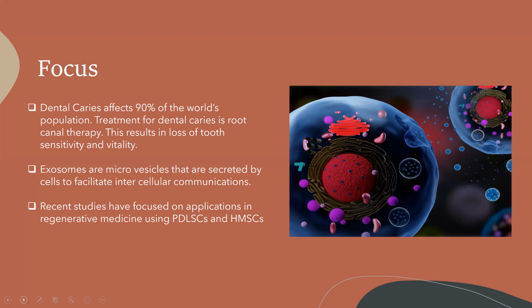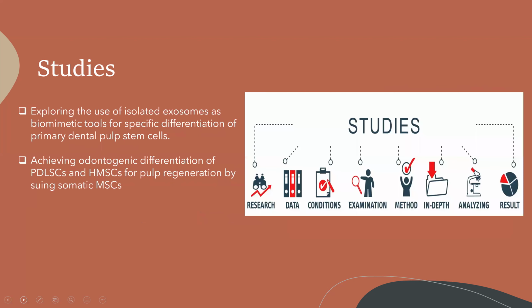Also, some studies have explored the possibility of achieving odontogenic differentiation of human periodontal ligament stem cells, which are PDLSCs, and human marrow stem cells for dental pulp tissue regeneration. So, some studies have explored using dental pulp as biomimetic tools for tissue regeneration.